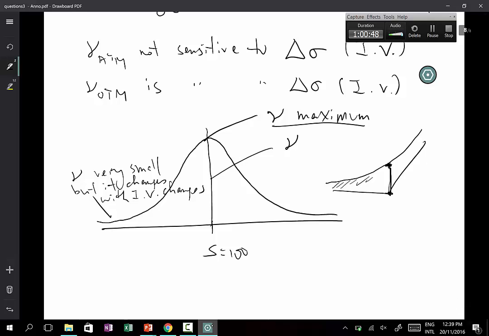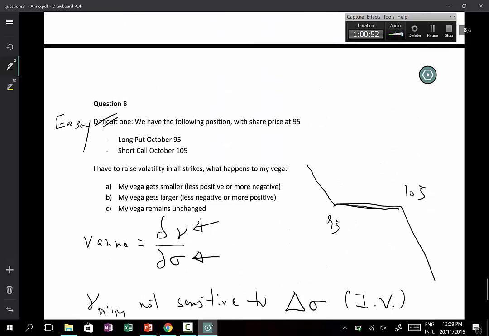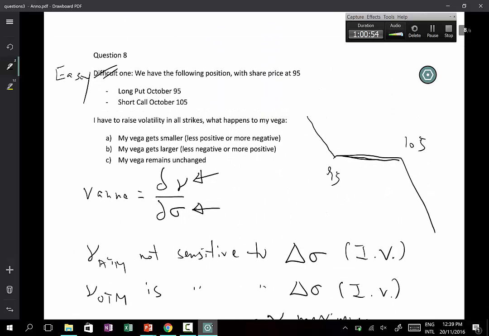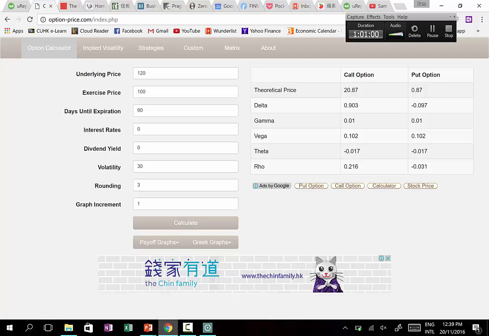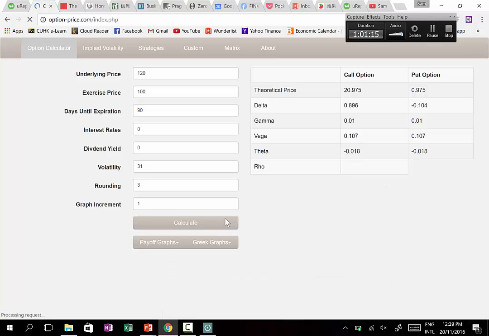So this question is not about vega itself, but how vega will change when volatility changes. And you ask me, well, what do you mean? It's actually trying to measure how this 0.102 parameter changes when volatility is changing, let's say from 30 to 31, okay? It jumps around quite a lot.